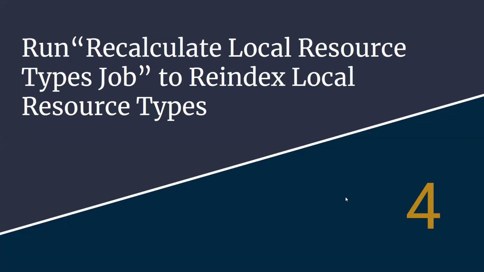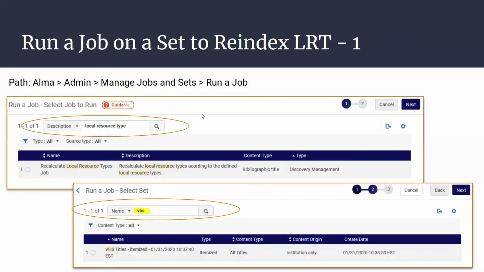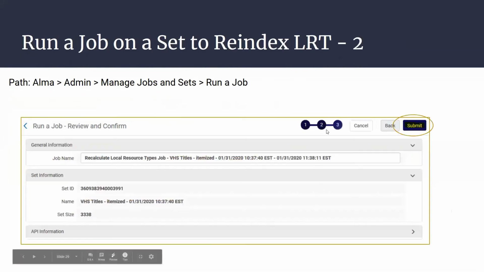Now, the final step in this process is you have to reindex all of those records that you just added the 901 field to, so that Alma and Primo know that we want that 901 field to be reflected as the R type. So that last step is to go back into Manage Jobs and Sets and Run a Job and choose your VHS titles list that you already had, the same titles list that you just added the 901 fields to. And then you are going to run the recalculate local resource types job on that list.